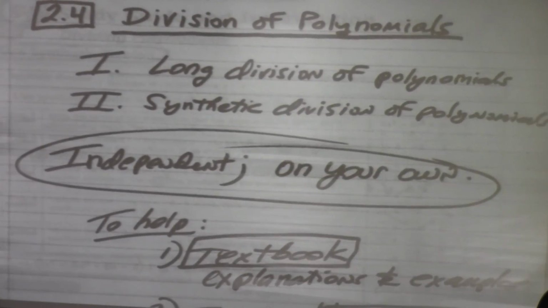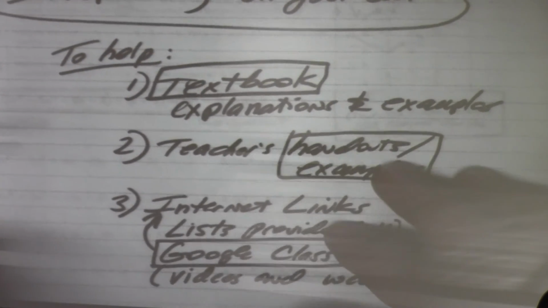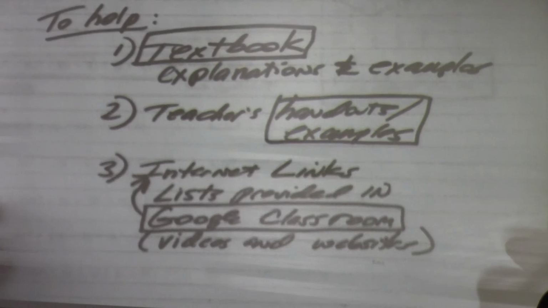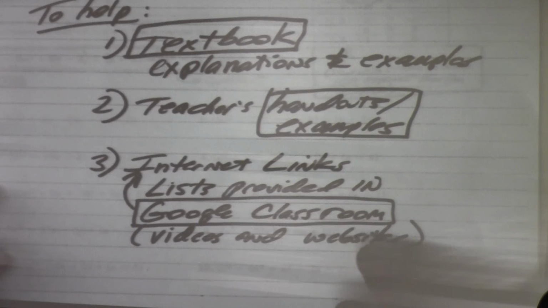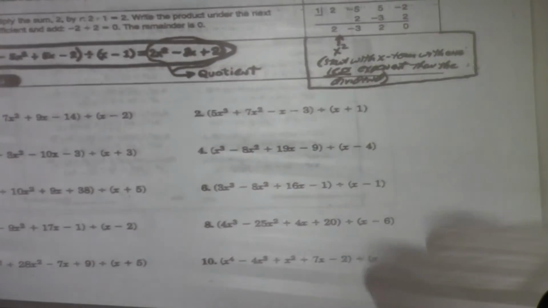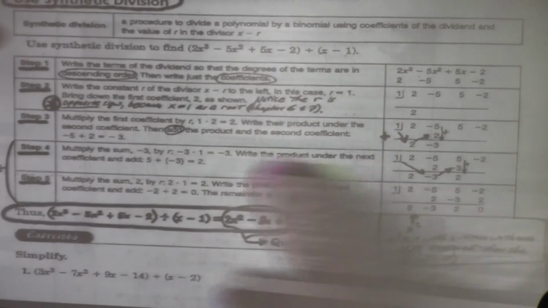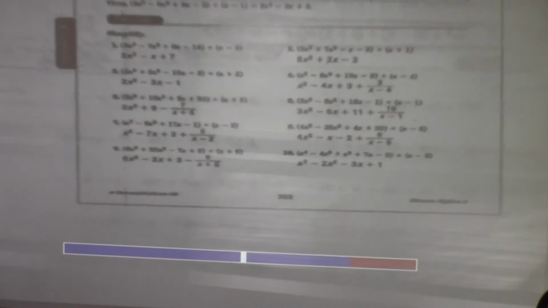Don't forget that section 2.4 is about the division of polynomials, and that you're doing that on your own using the textbook, the handouts that I gave, which I have samples of here, and the internet links. If you go to Google Classroom, I have those links provided. You can watch videos on it. Here is a sample problem for synthetic division with some notes on how to do it, and some practice ones that you could do. The answers to those practice ones are on the back here. So you can also look at that.